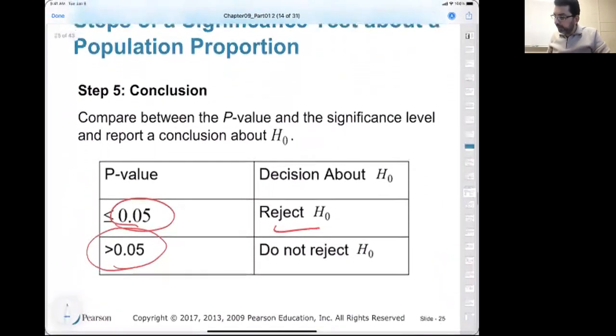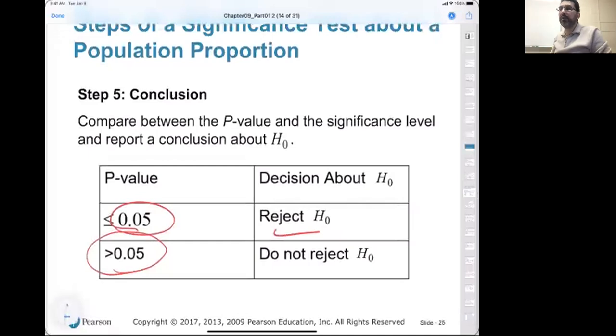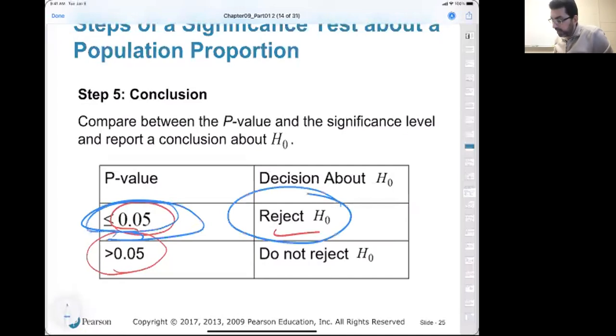Okay, so these are the Excel functions you need to use if you want to find them from Excel. After that, we compare the p-value and the significance level. Usually it's 5%, and we have the rule here. If the p-value is less than 0.05, we reject the null hypothesis. If it's greater than 0.05, we don't reject the null hypothesis, and then we comment on this result.